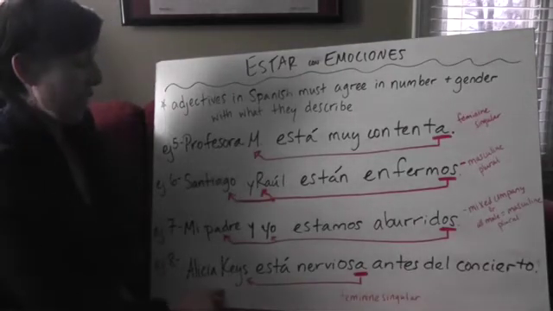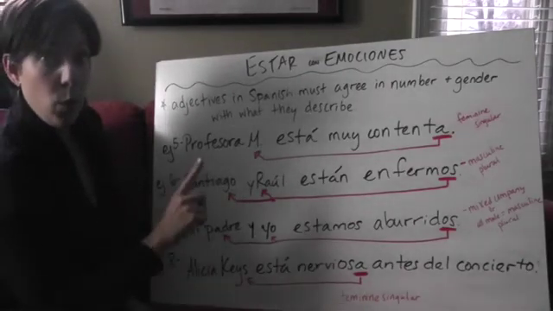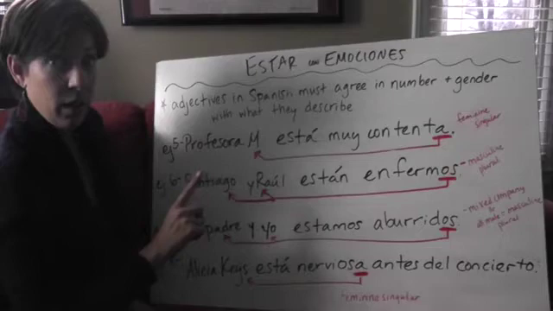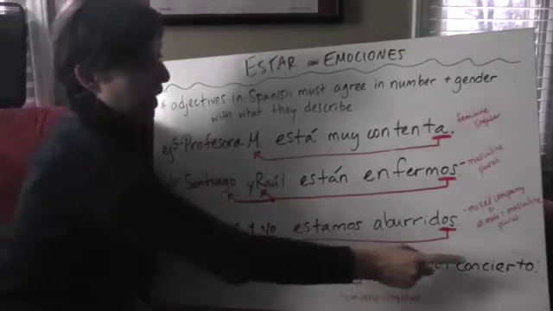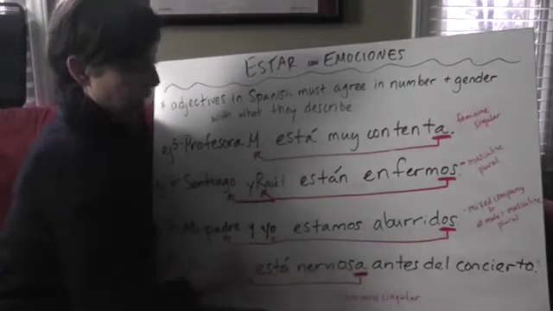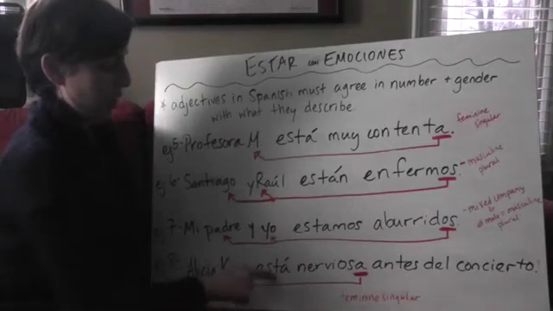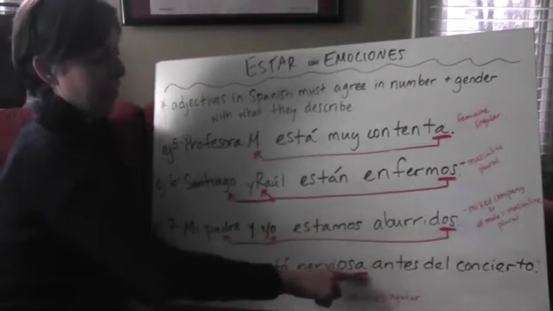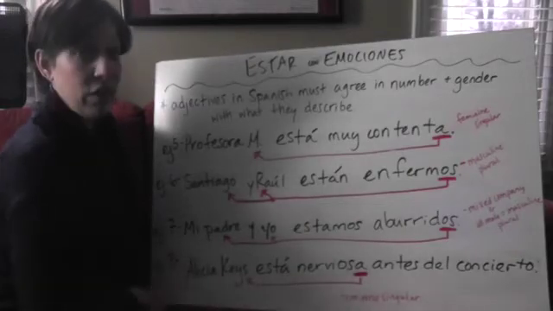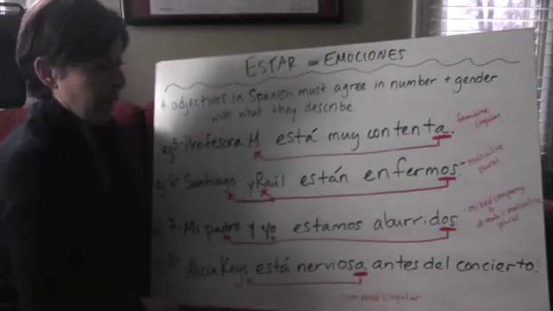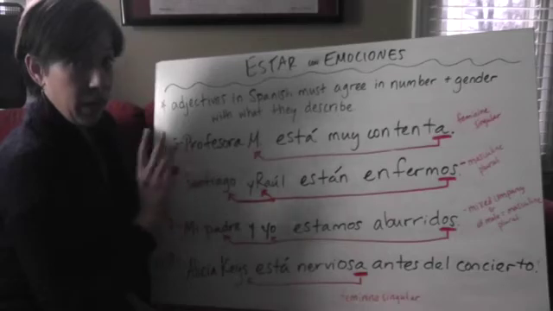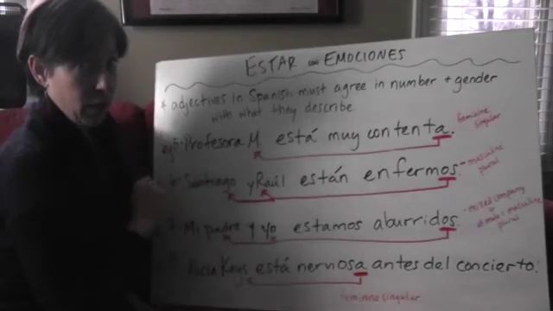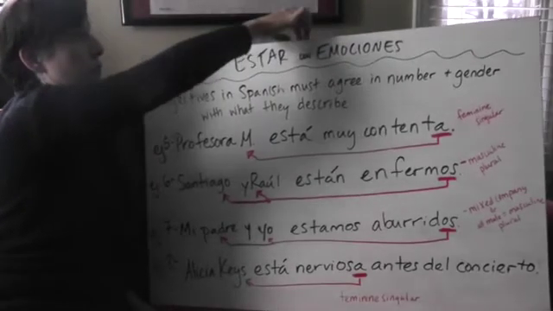Now, Alicia Keys, one woman. What do you think it's going to end with? If you said an A, then you are correct. Nerviosa, right? So you have Alicia Keys está nerviosa antes del concierto. The A is singular and feminine, and that's what matches Alicia Keys. Okay? And está, again, is box 3 because we're talking about her. So Alicia Keys está nerviosa.